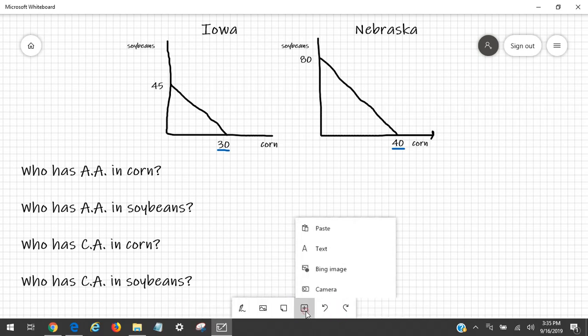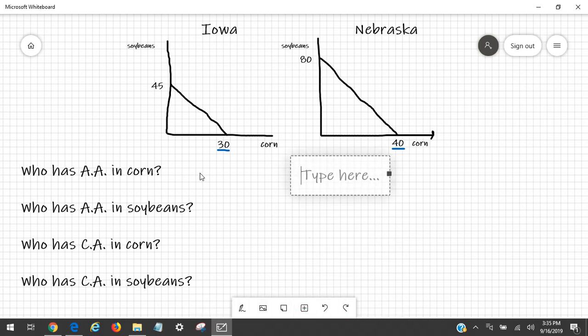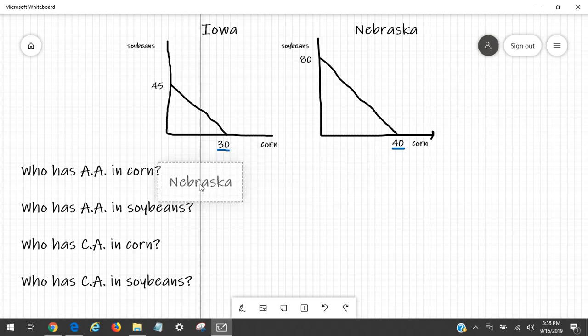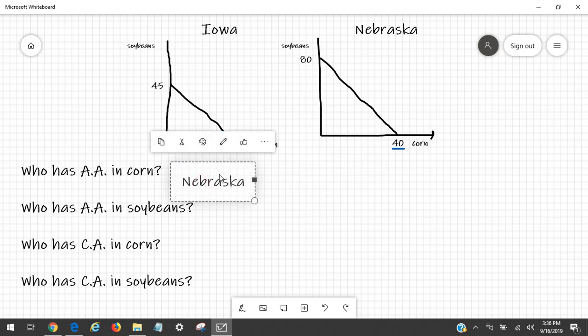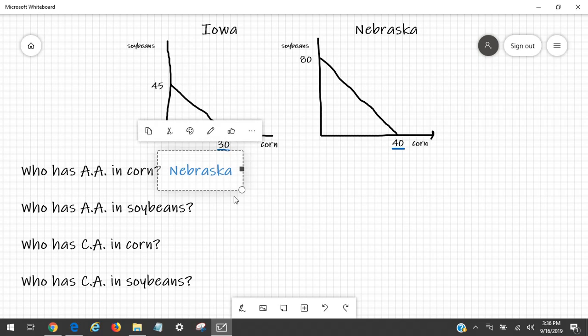So let me type that. I'm still getting used to this whiteboard program, so there may be some hesitations in this video. So Nebraska would be the answer to who has the absolute advantage in corn. I'm going to change the color so that you can tell the difference between my answers and the question. Okay, so Nebraska, and again, the reason was because they can make 40 bushels of corn and Iowa can only make 30.